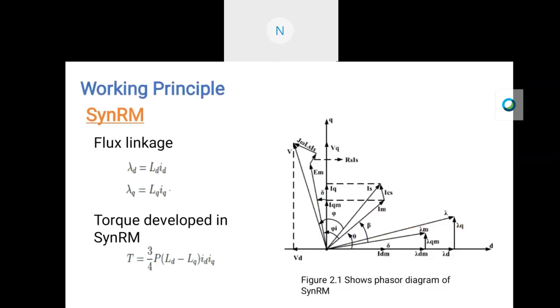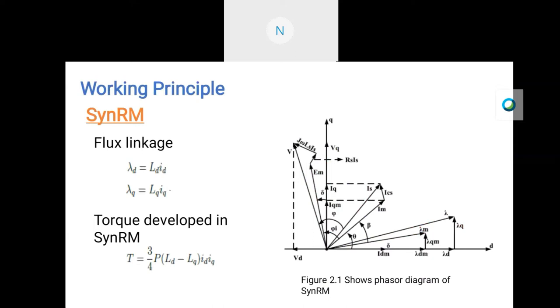Here you can see there is a flux linkage, which is lambda D. It works on the principle of flux linkages lambda D and lambda Q. The torque developed is 3/2 times number of poles, times (LD minus LQ) into IQ ID. So you can see here that there is a negative term. The negative term reduces the torque produced in a synchronous reluctance motor. That is the problem with the synchronous reluctance motor, so its reluctance torque is much reduced.